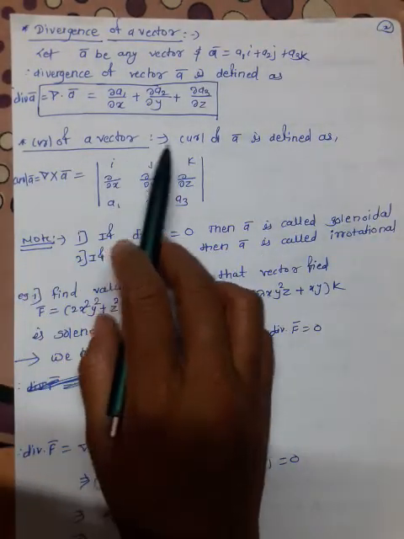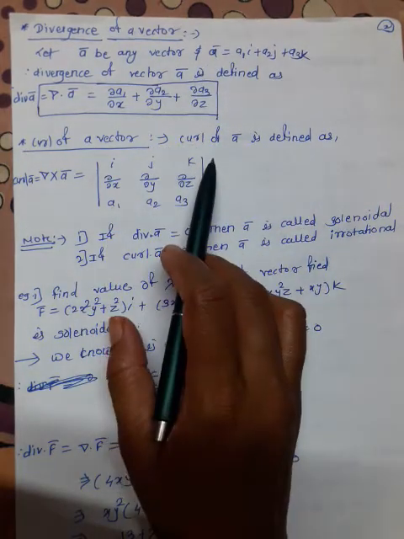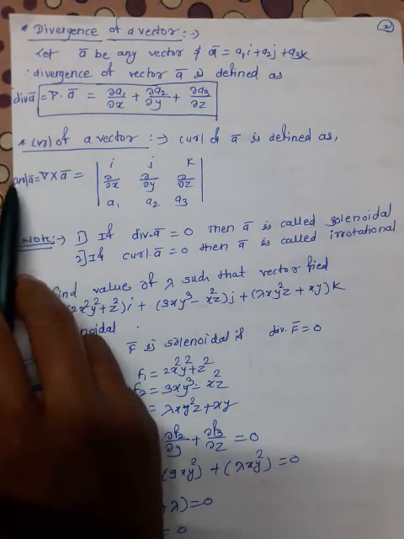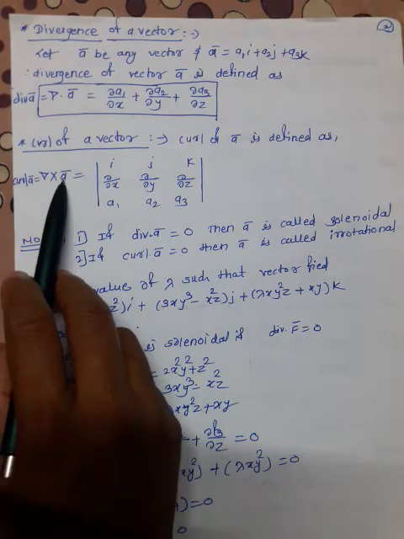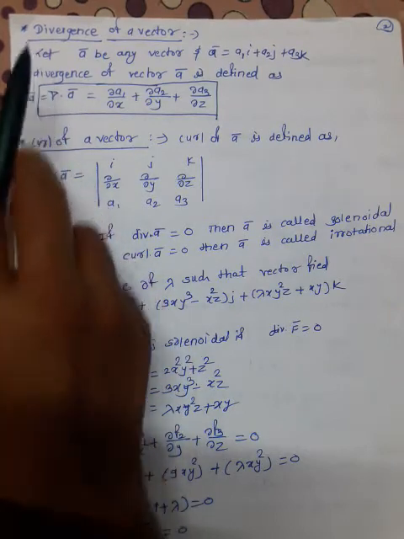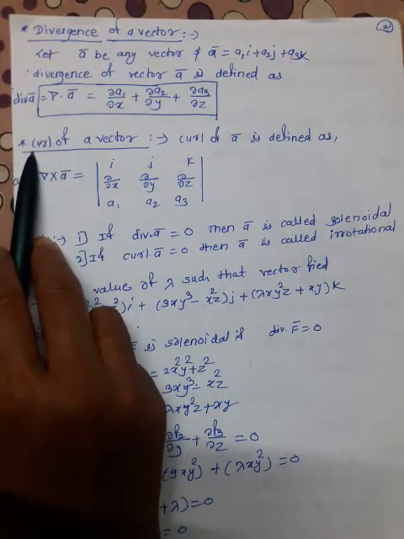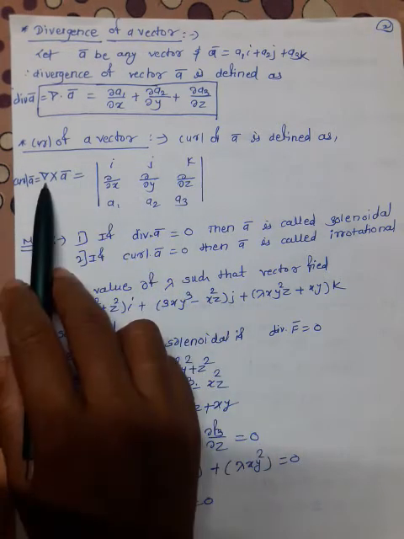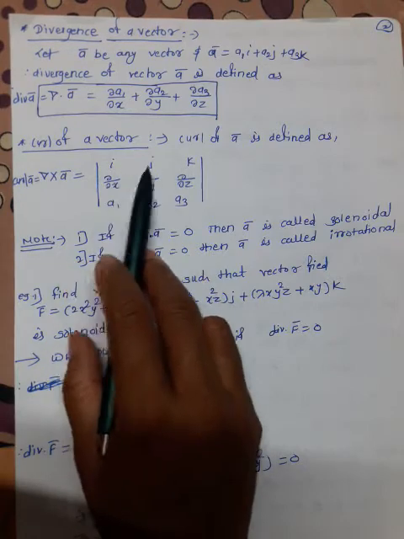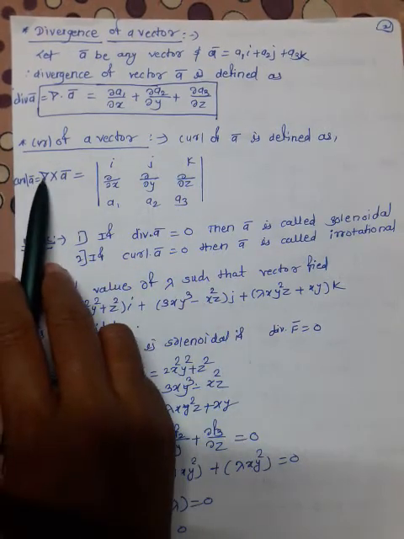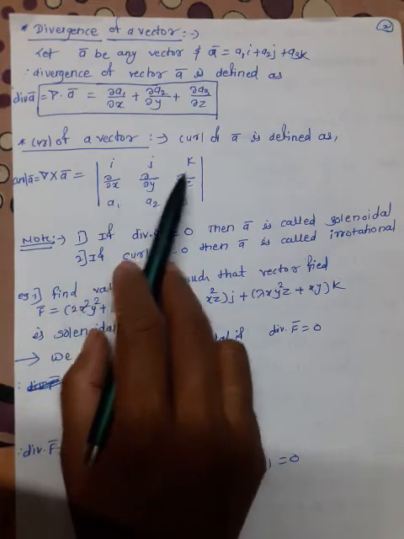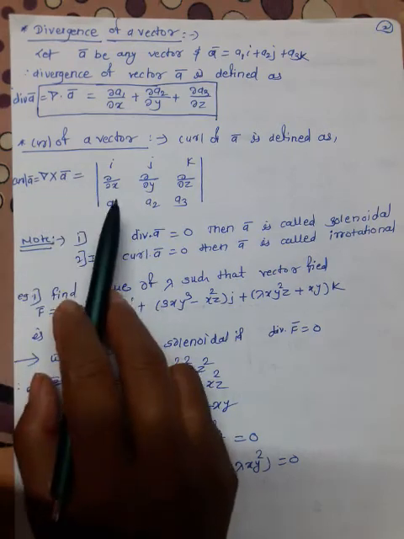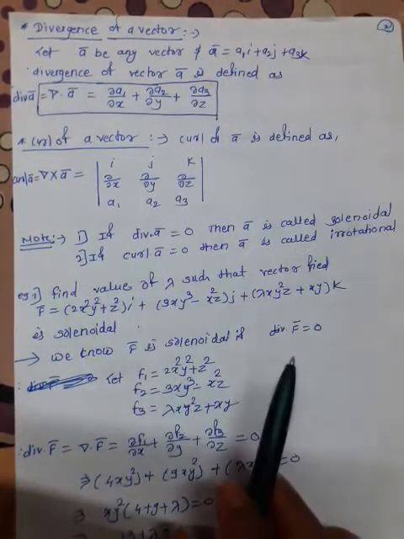And curl of a vector is nothing but, let us consider the same vector a bar, and it is defined as curl of a, which is equal to del cross a bar. D for dot product, divergence means dot product. C for cross product, curl, which is a simple definition of cross product, where the first row is i, j, k, the second row is the coefficients of del, which we know are del by del x, del by del y, del by del z, and the third row is the second vector's coefficients a1, a2, and a3.